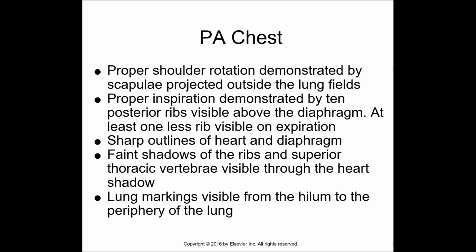Proper shoulder rotation demonstrated by scapula projected outside the lung fields. Proper inspiration demonstrated by 10 posterior ribs visible above the diaphragm, at least one less rib visible on expiration. Sharp outlines of the heart and diaphragm, faint shadows of the ribs at superior thoracic vertebrae visible through the heart shadow. Lung markings visible from the hilum to the periphery of the lung.